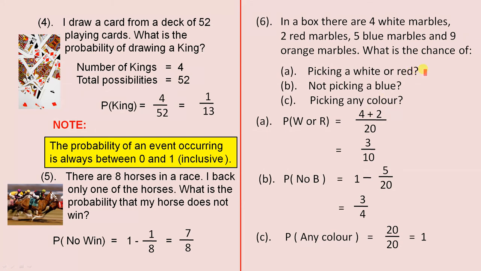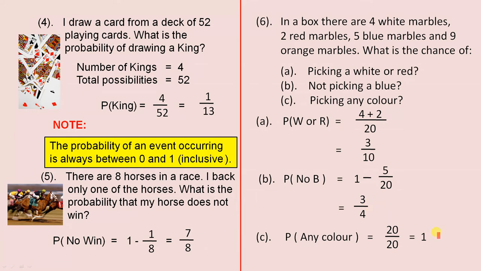In a box there are 4 white marbles, 2 red marbles, 5 blue marbles and 9 orange marbles. What's your chance of picking a white or a red? Not picking a blue? Picking any colour? So white or red, 4 whites and 2 reds, that's 6 out of 20, which is 3 over 10. No blue, there are 5 blues, so it's 1 minus 5 over 20, which is 1 minus a quarter, so 3/4, that's the probability of not picking a blue.